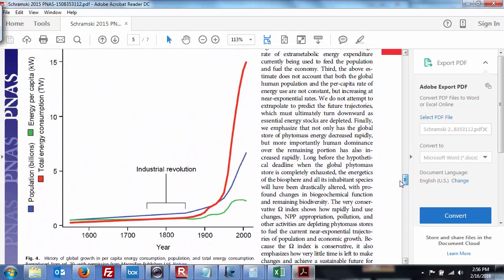So those are the two curves. One is how many people are on the planet. This is how much energy we use. This is the energy per capita. That's how much energy each man, woman, and child, on average, uses.